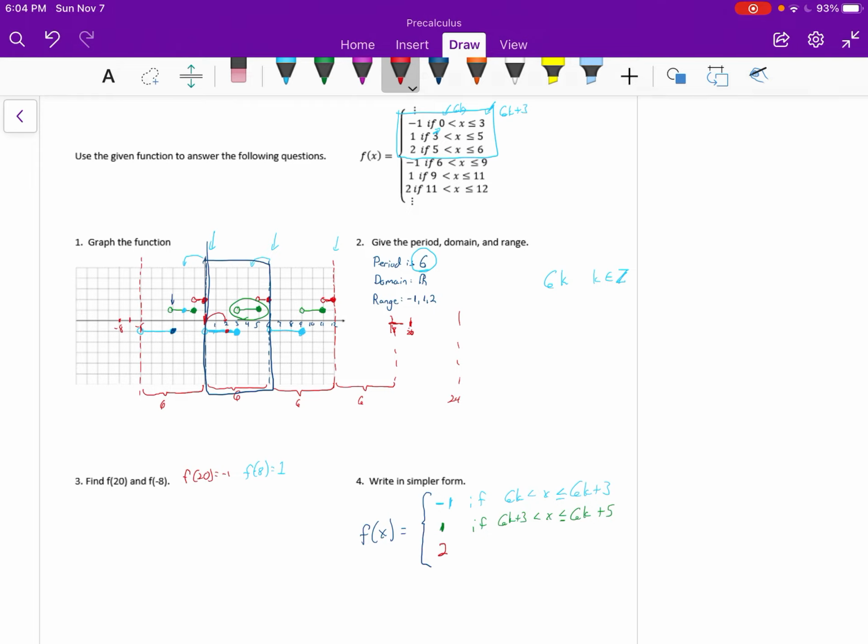For that last little interval, it's only 1 unit long from 5 to 6. So this is going to be 6k plus 5 less than x, which is less than or equal to 6k plus 6. And maybe we should put out here where k is an integer.